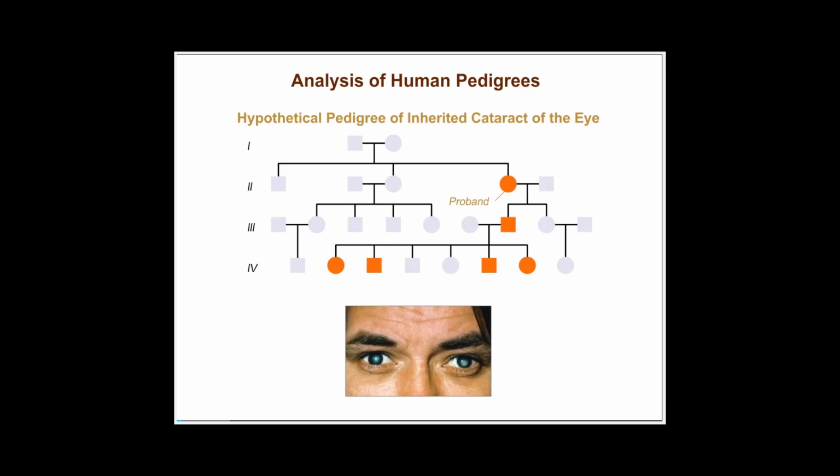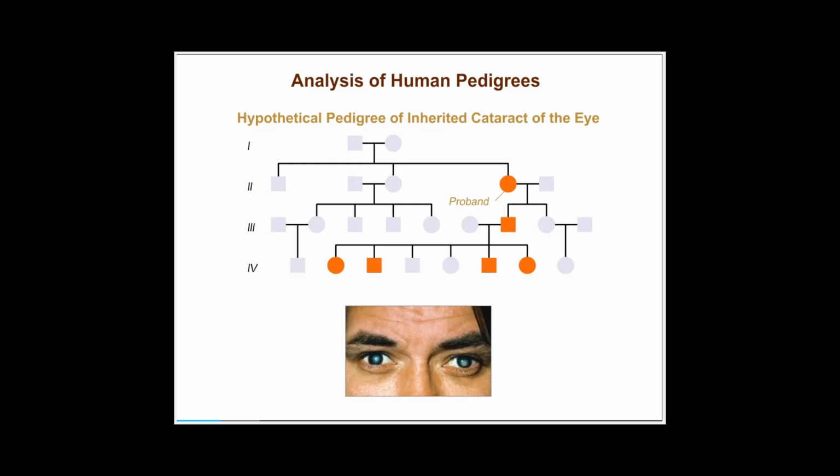Analysis of human pedigrees. Analysis of pedigrees or family trees is useful in evaluating the genetic basis of phenotypic traits in organisms where controlled experiments to generate large numbers of offspring are not practical or ethically possible.